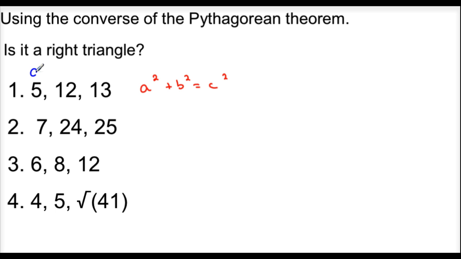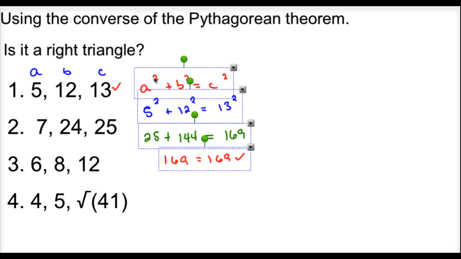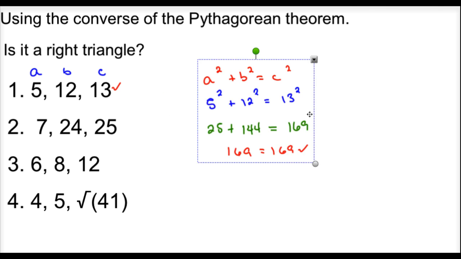So here, a is 5, b is 12, and c is 13. So if I plug this in, does 5 squared plus 12 squared equal 13 squared? If it does, then this is a right triangle. 5 squared, 25. 12 squared, 144. 13 squared, 169. Add these two together, 25 plus 144, what do I get? 169. So does 169 equal 169? Yep. So in this case, yes, this is a right triangle. Now we're going to do the same for the rest of them.